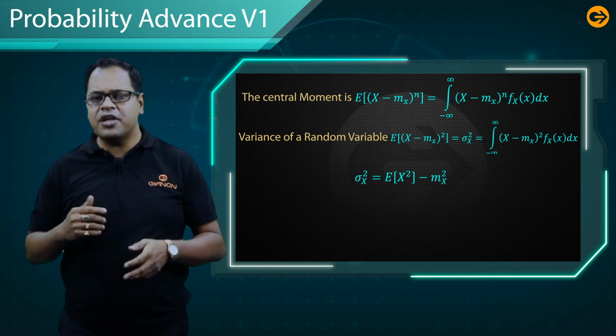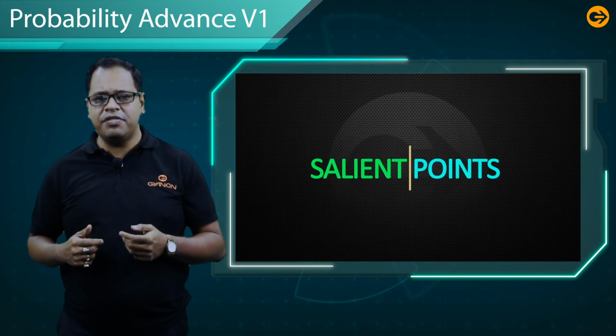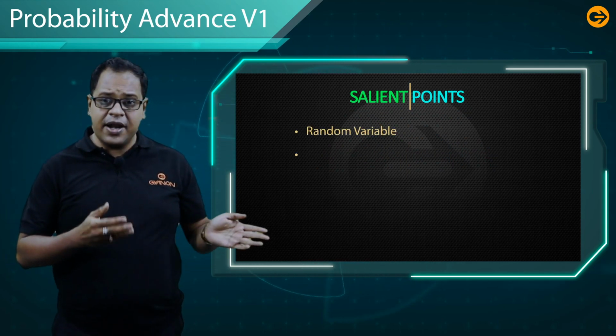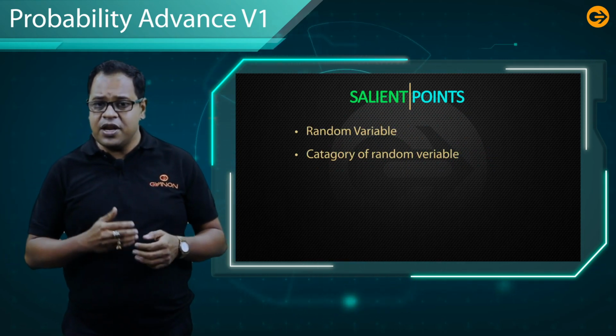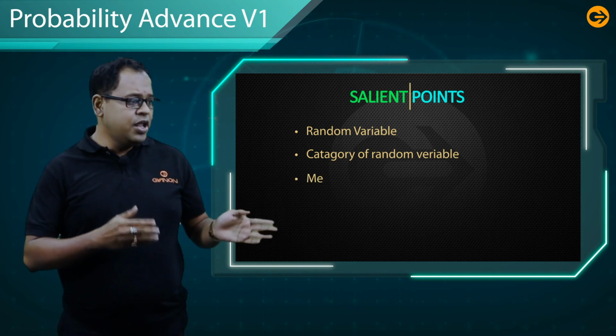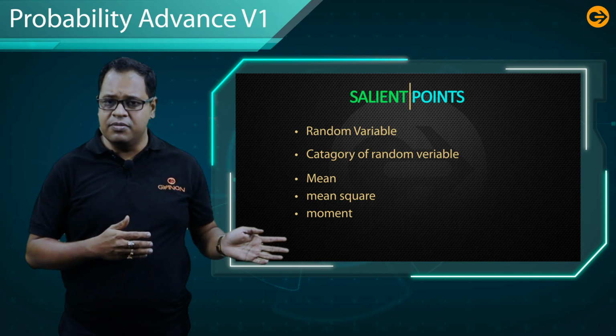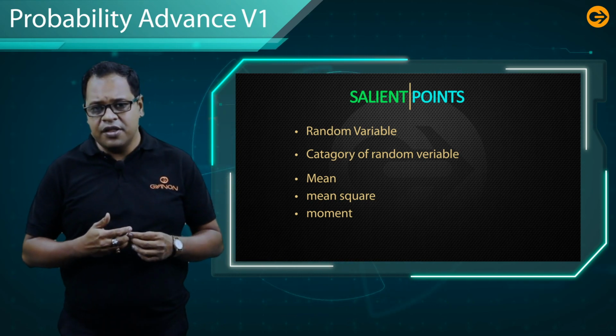So, what have we discussed in this segment? In this segment, we have discussed random variable, the category of random variable. After that, we discussed the mean square, and the moment of a random variable. That's all for this segment.